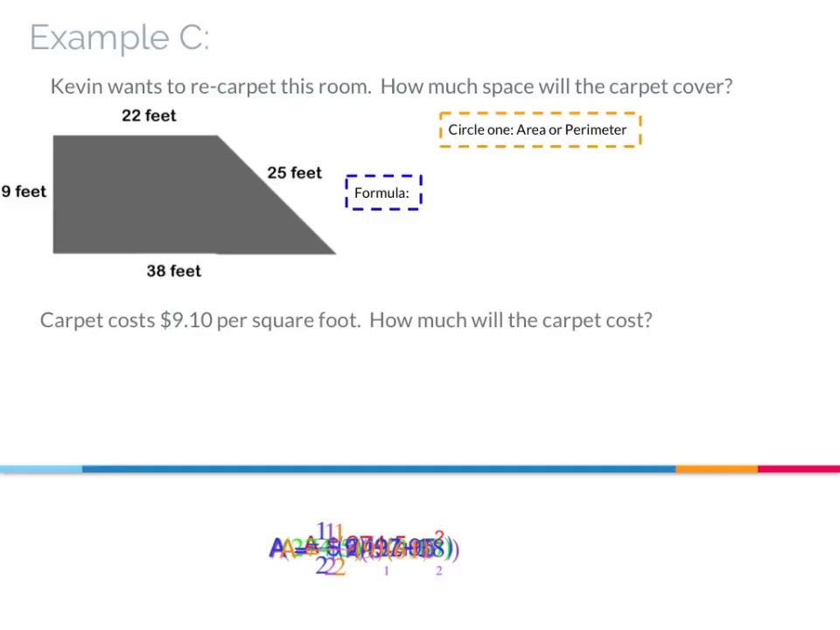First we need to figure out if we need to find area or perimeter. Second, we need to figure out what the shape of this room is, and then find the formula using our formula sheet. So I want you to pause the video now and try this problem on your own. When you're ready, hit play.